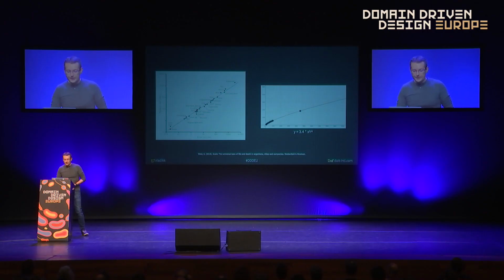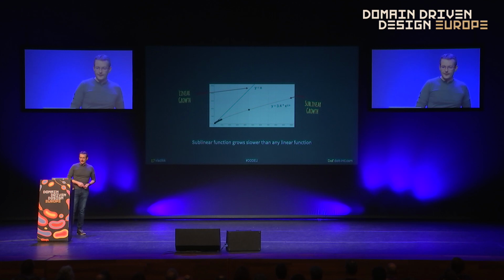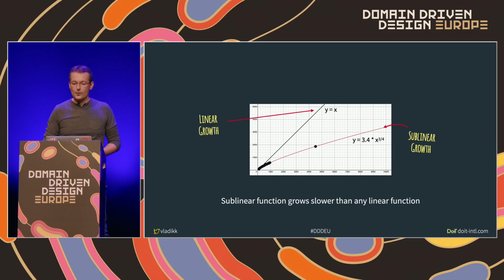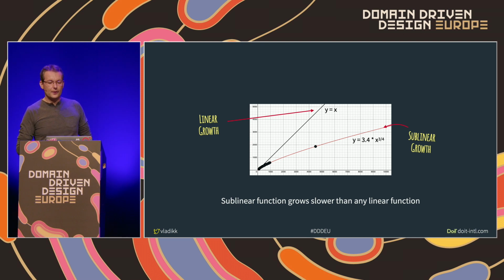However, if we focus on the chart on the right, the linear one, it shows an interesting behavior. The metabolic rate grows as the 3/4 power of body mass, meaning that the metabolic rate grows sublinearly, slower than any possible linear function. Is this insight useful for us? Of course it is. Let's see an example.